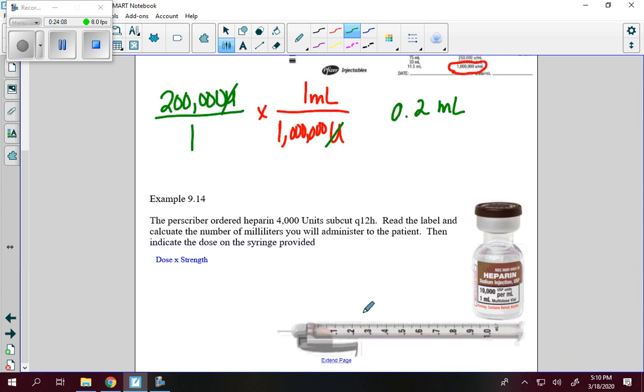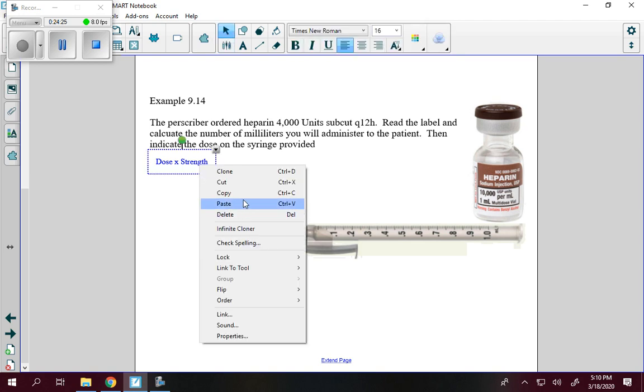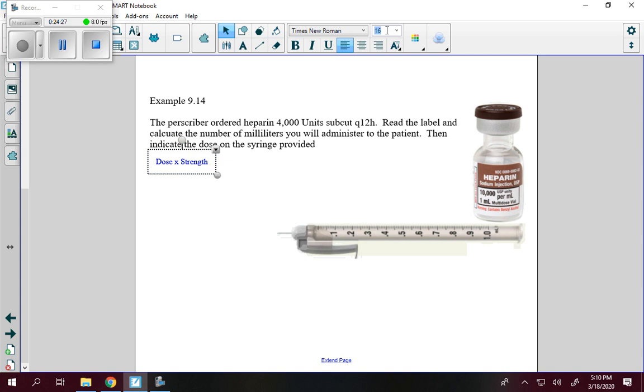Go ahead and try this next one, example 914. The prescriber ordered heparin, 4,000 units, subcut every 12 hours. Read the label and calculate the number of milliliters you would administer to the patient, then indicate the dose on the syringe provided. Okay. Go ahead and do that. And then check back and see if you got the same answer I did.